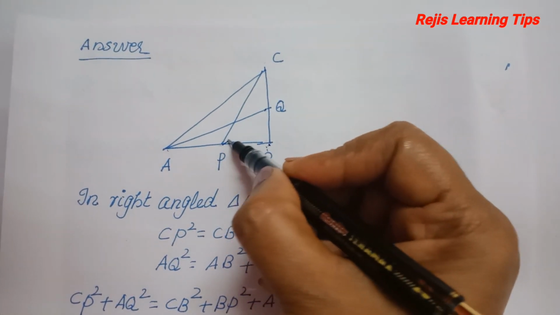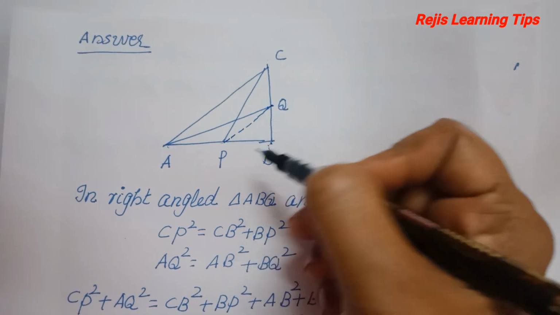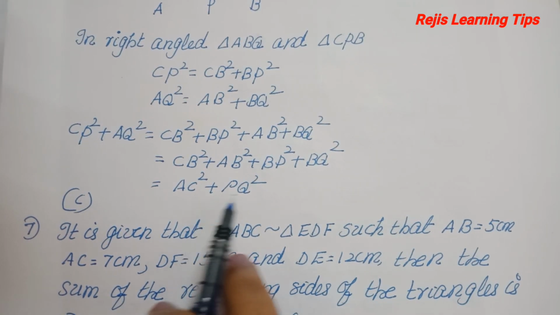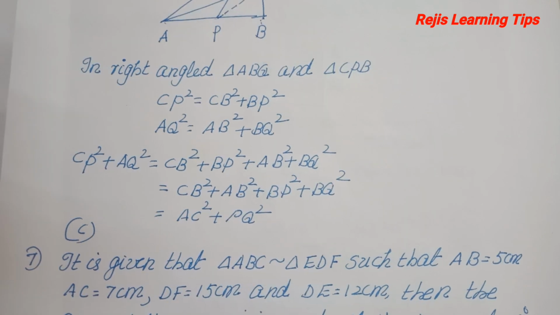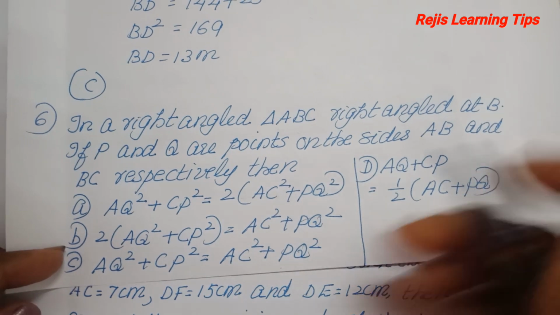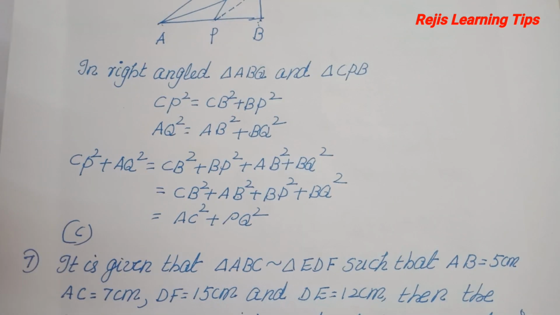Then we have to draw one dotted line like this. BP square plus BQ square is equal to PQ square. So we can write here AC square plus PQ square. So our option is C.